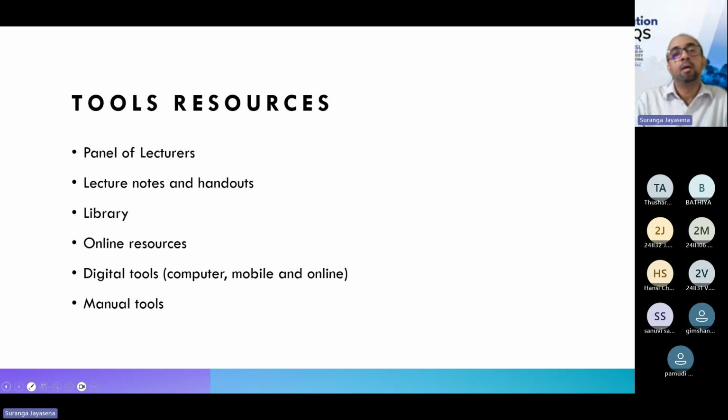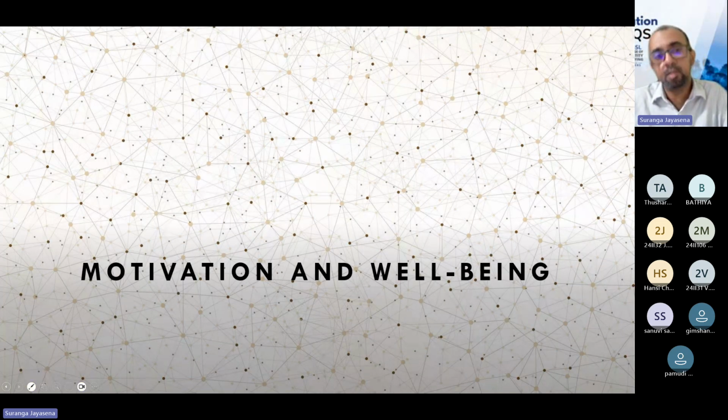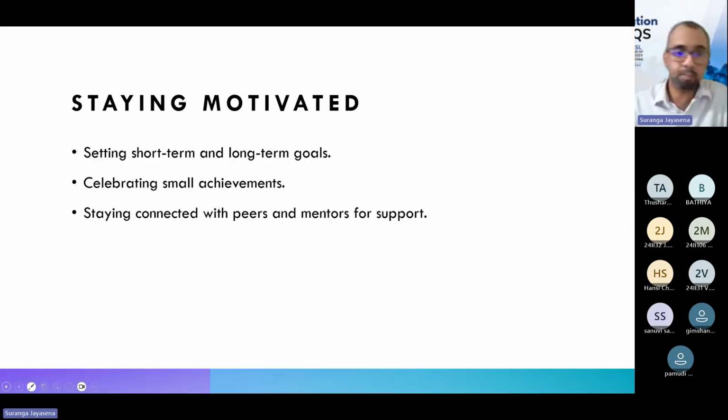Okay. Then another aspect that we should think of is your motivation and well-being. Both are important. Okay. Only the motivation is not enough. So well-being is also very important if you want to succeed in this, right? So first, about staying motivated. Staying motivated is important.